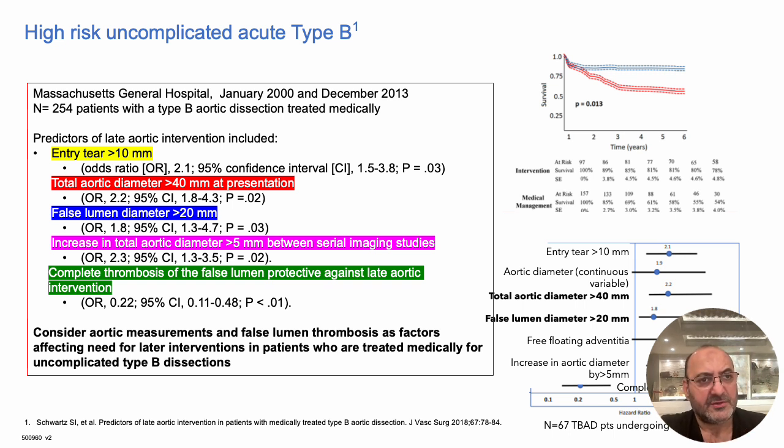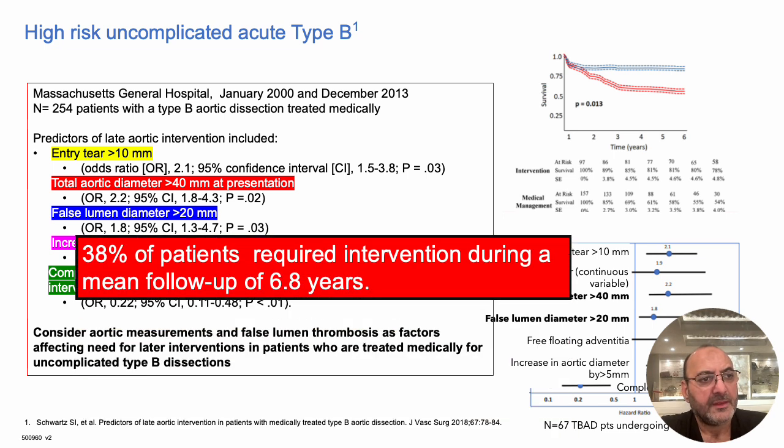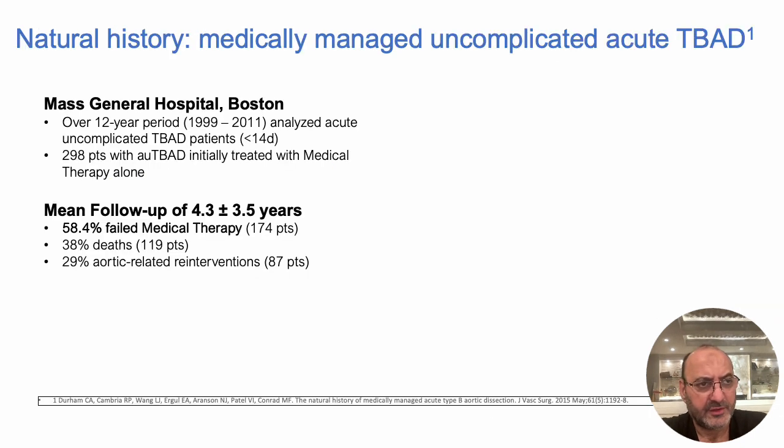What they found is interesting. For uncomplicated patients, 38% of patients required intervention during the follow-up of 6.8 years. So these patients do progress to aneurysmal dilation. Sometimes they get other issues with malperfusion and so forth. This is the natural history of medically managed uncomplicated acute type B dissection.